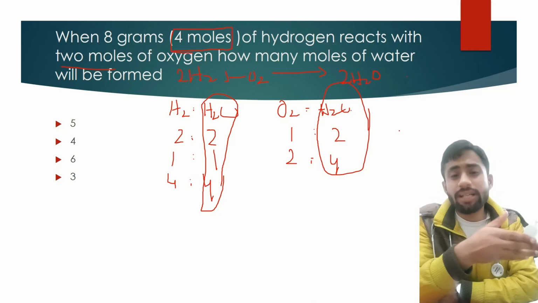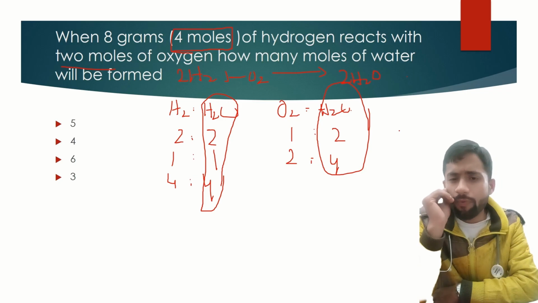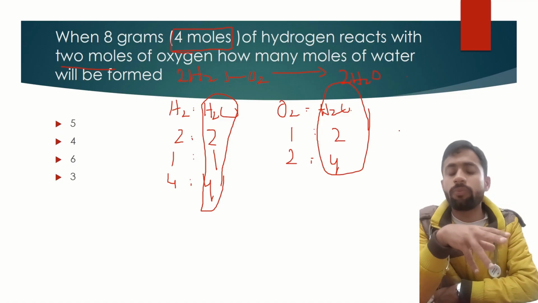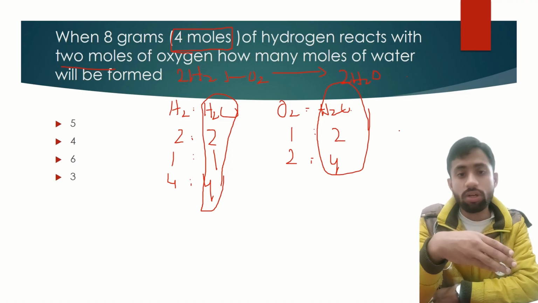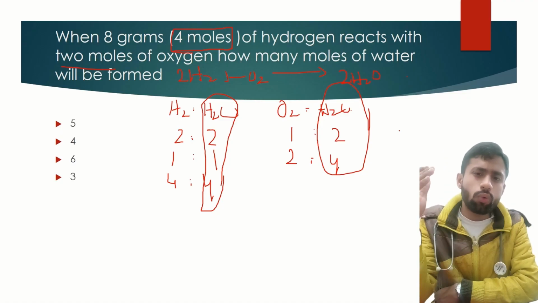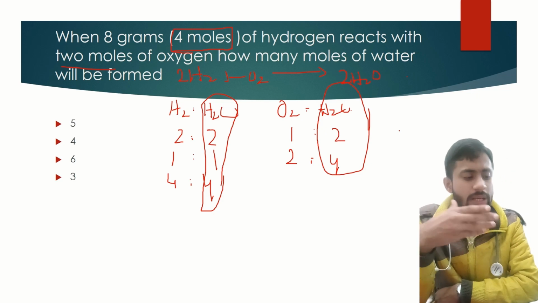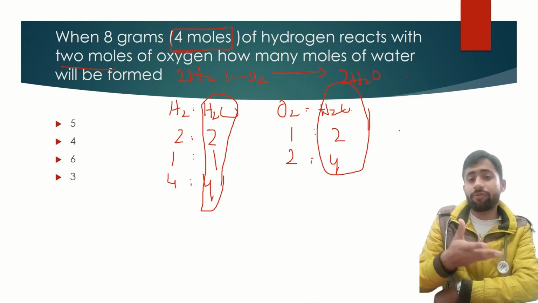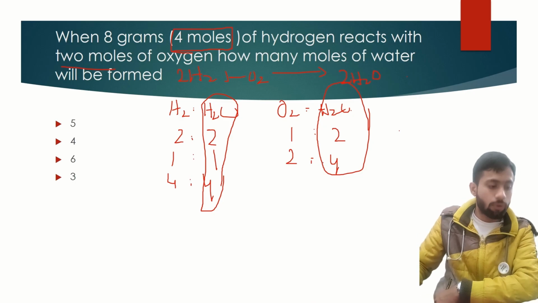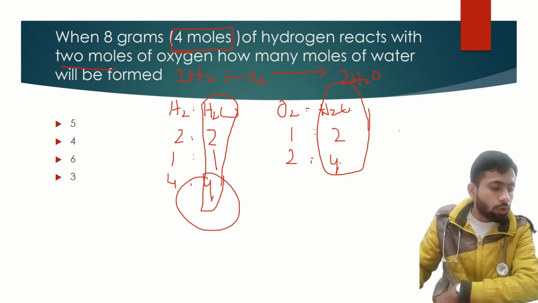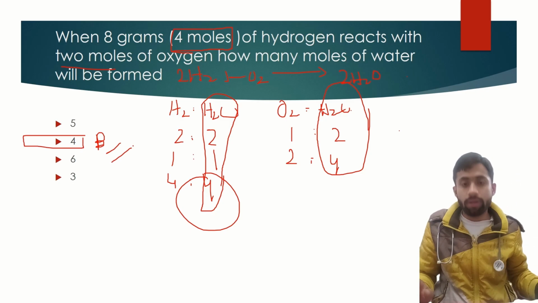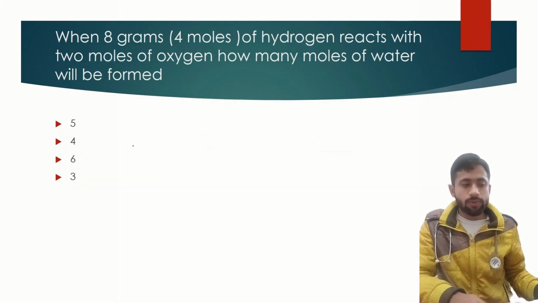If you can't understand these ratios, I have explained them in a very detailed manner in my lectures of stoichiometry. Do watch them. This video will become too lengthy if I explain every single thing in detail. That's a perfect video to understand stoichiometry. So 4 and 4 moles are being formed. So where is 4? This is option B. That's a really easy one from part 1 of our stoichiometry lectures.